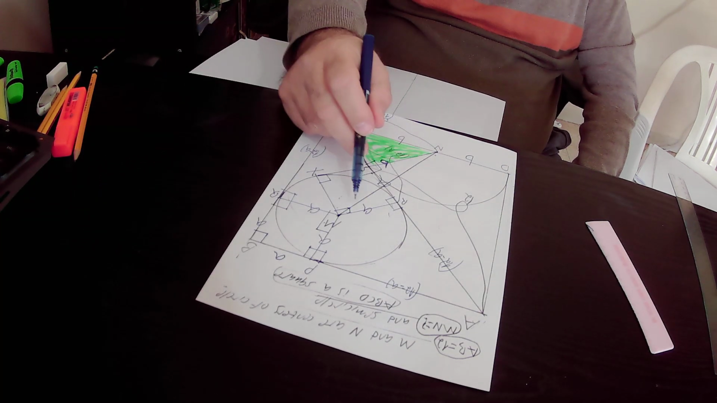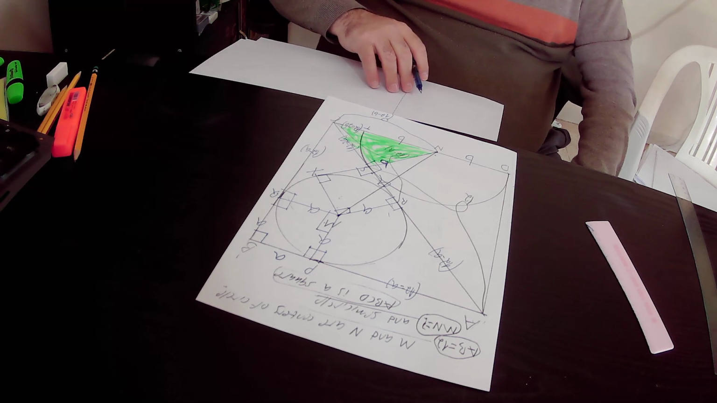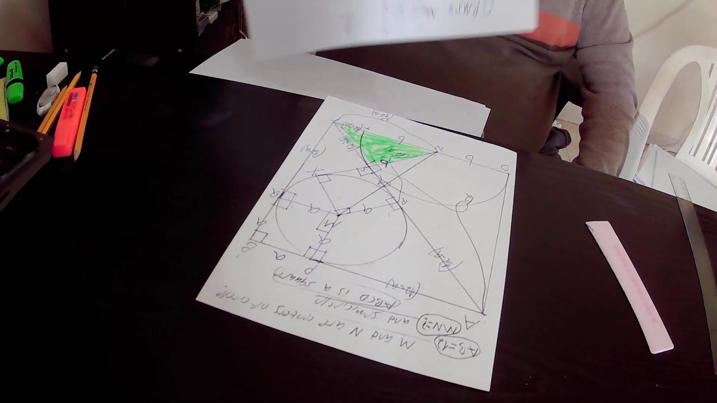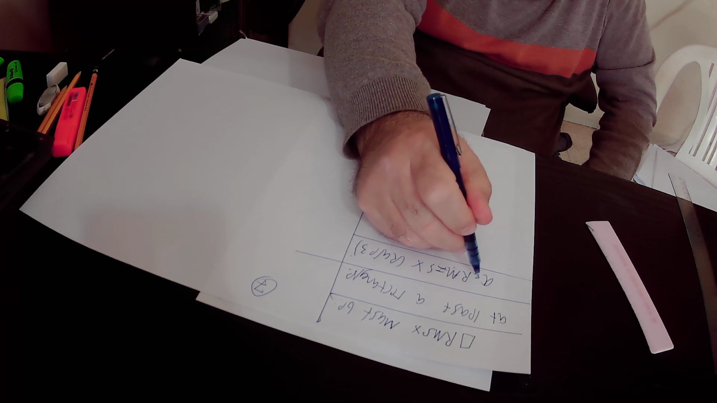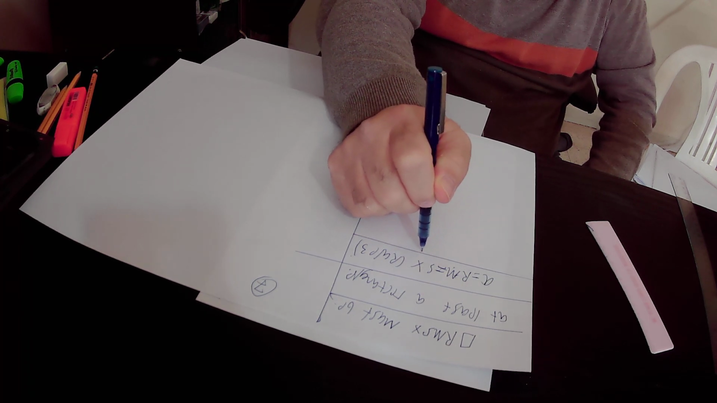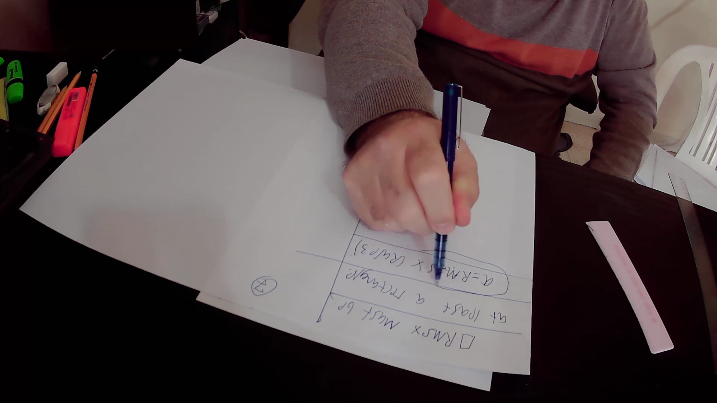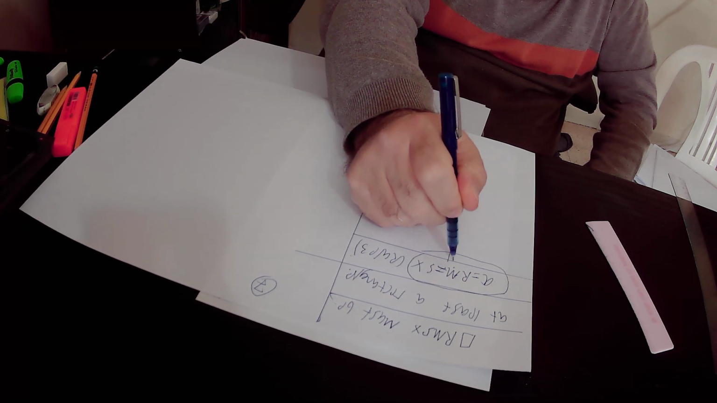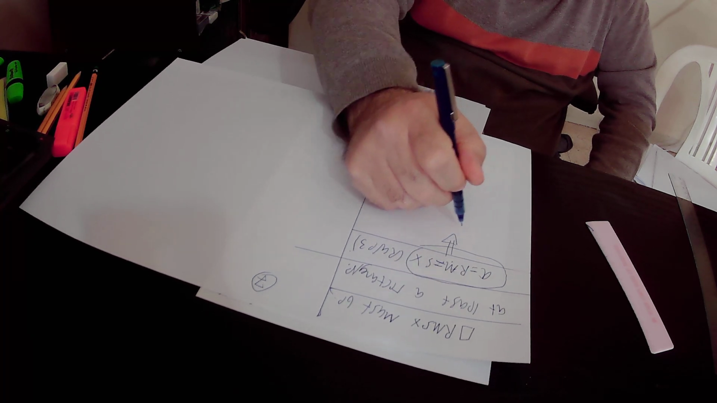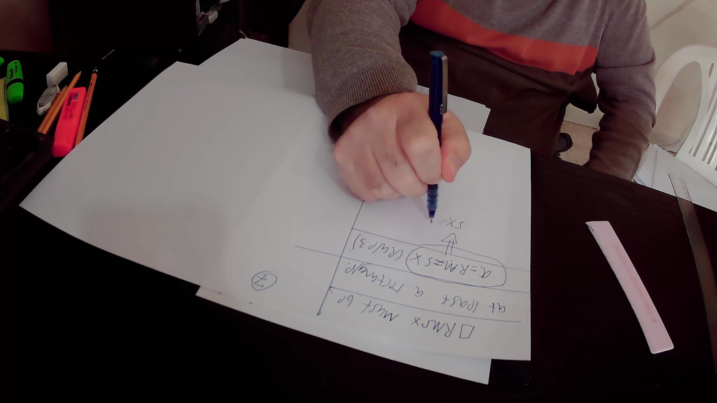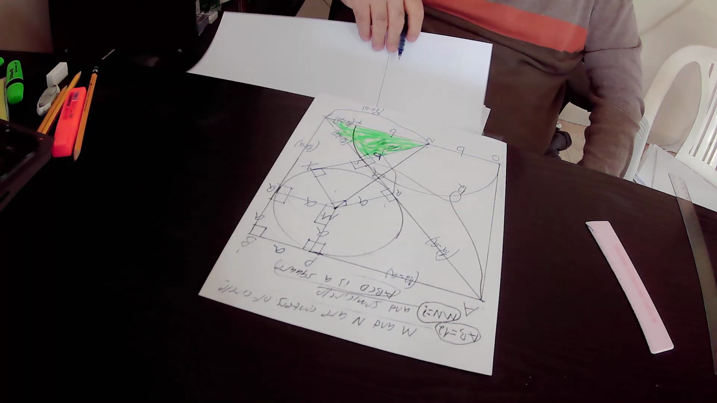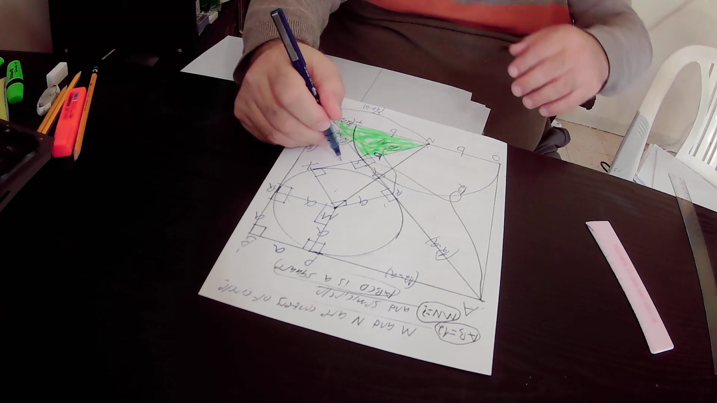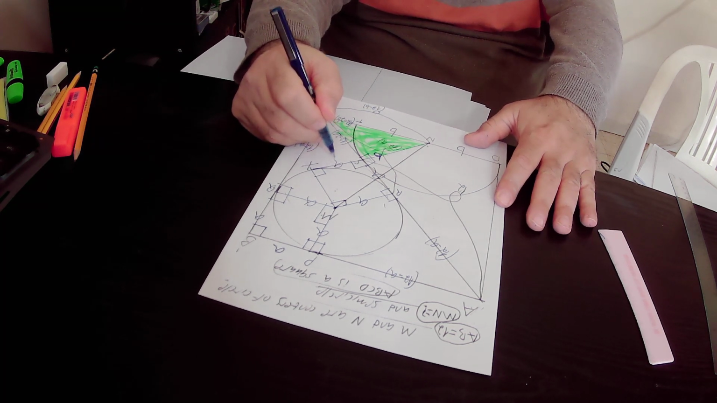But RM equals A, it is the radius of the circle. So we can write here that RM equals A, and from this equation A equals RM equals SX, we will derive that SX is also equal to A. So we can write here that SX is also equal to A.